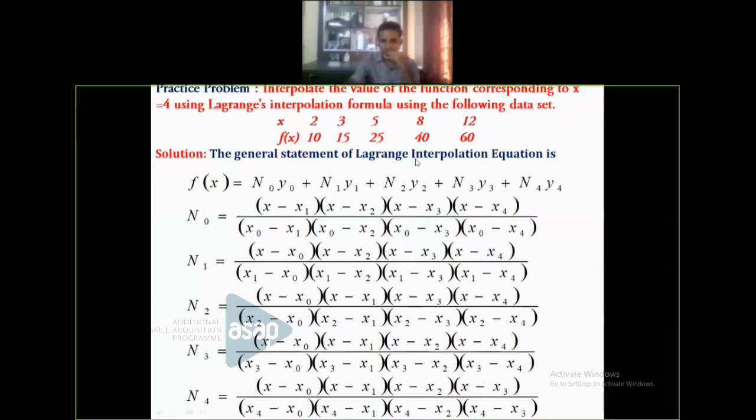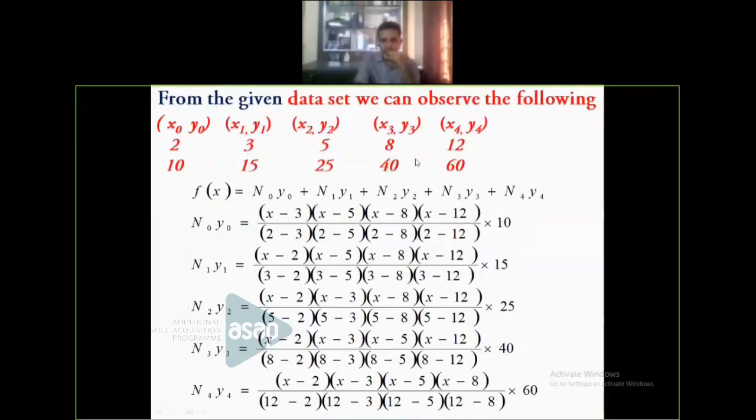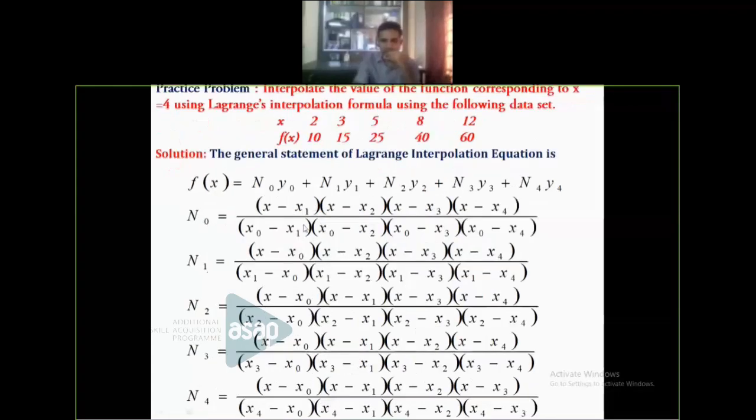Now we will move ahead. How can we operate upon this? I'll just play the data set again for the ease of our discussion. If you remember, these are our data. Now you have x0. I'll explain again. x0 is 2, the first value. What is x1? x1 is 3.